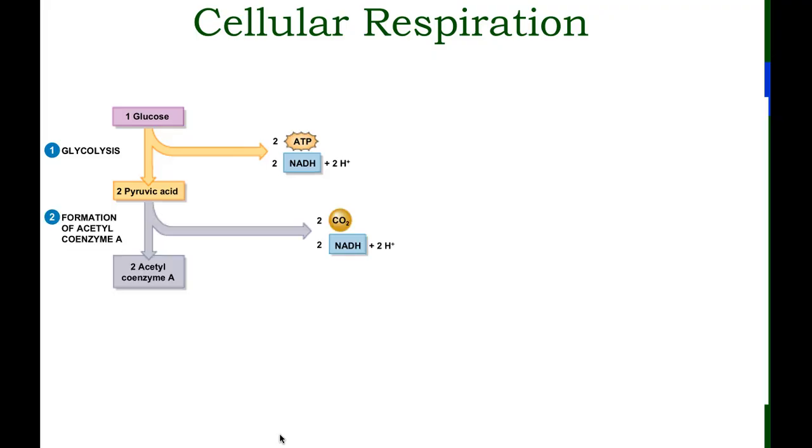Let's blow this up a little bit because it's pretty good. So remember, 2, 2, and 2 are produced from glycolysis: 2 ATPs, 2 NADHs, 2 pyruvic acids. The transition step, you're going to go from the pyruvic acid to the acetyl-CoA, a 3 carbon to a 2 carbon molecule.